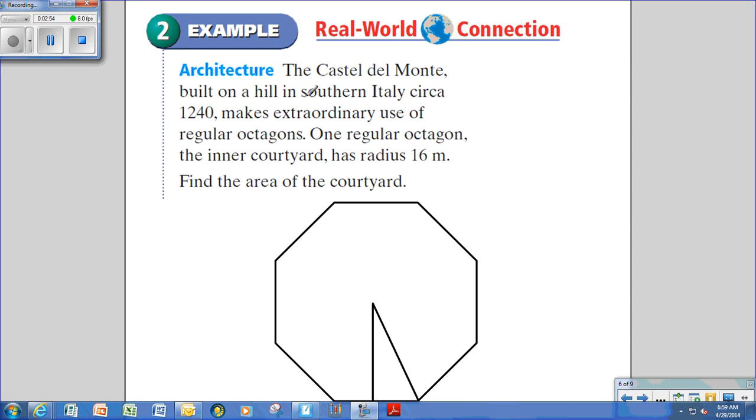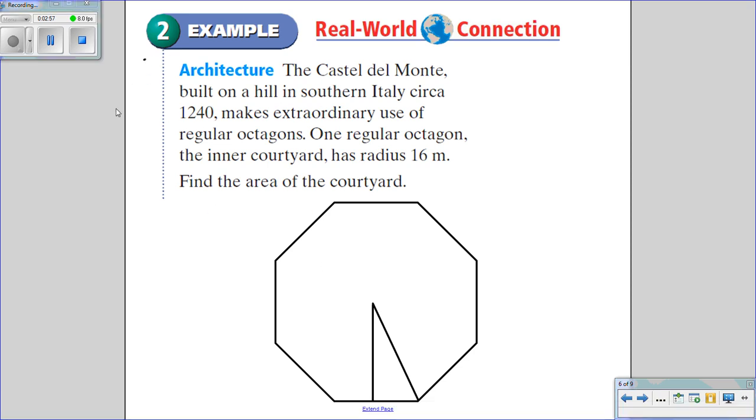Okay, the next example we have, example 2, is a real world connection. We have the Castel del Monte, which is in southern Italy, built in 1240. And that castle makes extraordinary use of regular octagons. One regular octagon is the inner courtyard, and it has a radius of 16 meters. And we're going to use that to find the area of that courtyard. So the radius, if you recall, is from the center of the shape to the vertex. So this is my radius, and that's 16.